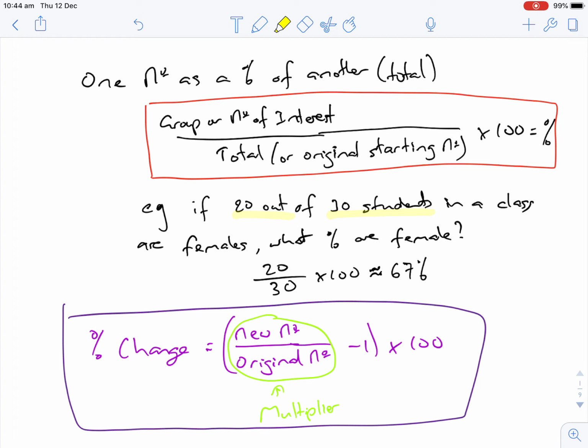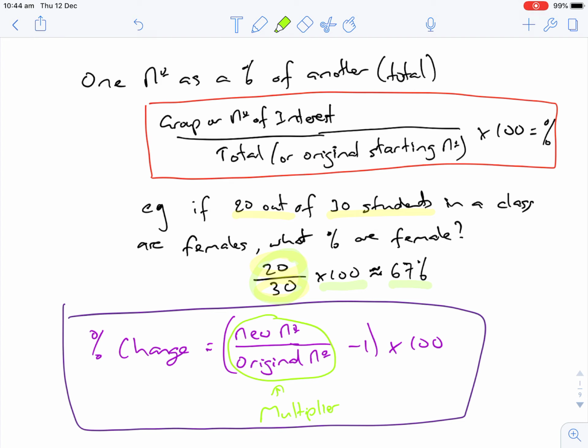Then I put the number that I'm interested in on top. So I'm interested in the females, so I put the 20 females on the top. And then I put the total for my group on the bottom. So in this case, my whole class was 30, so it was 20 out of 30. If I just do the fraction on its own, that's going to give me a decimal number. And if you're happy with interpreting that, you can go with that. And if not, timesing it by 100 will turn it into a percentage, which in this case will be 67%.